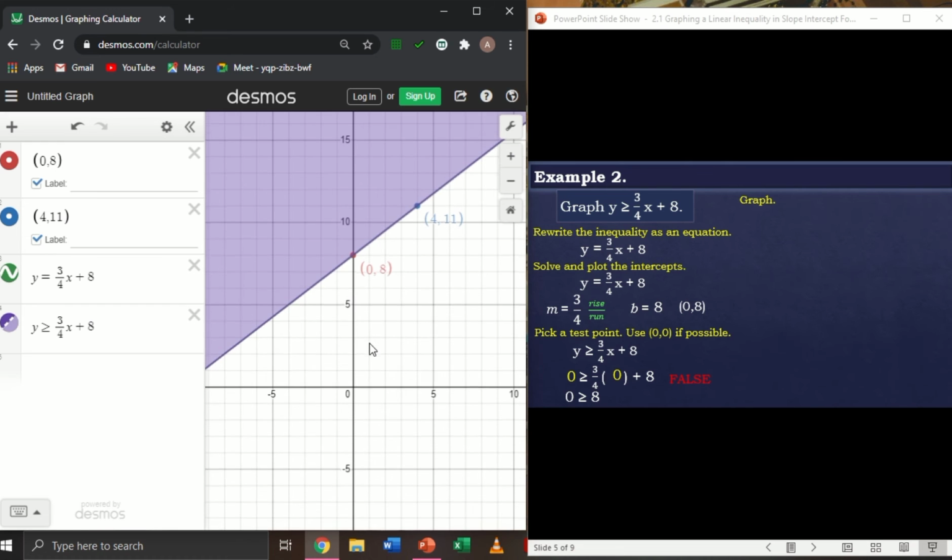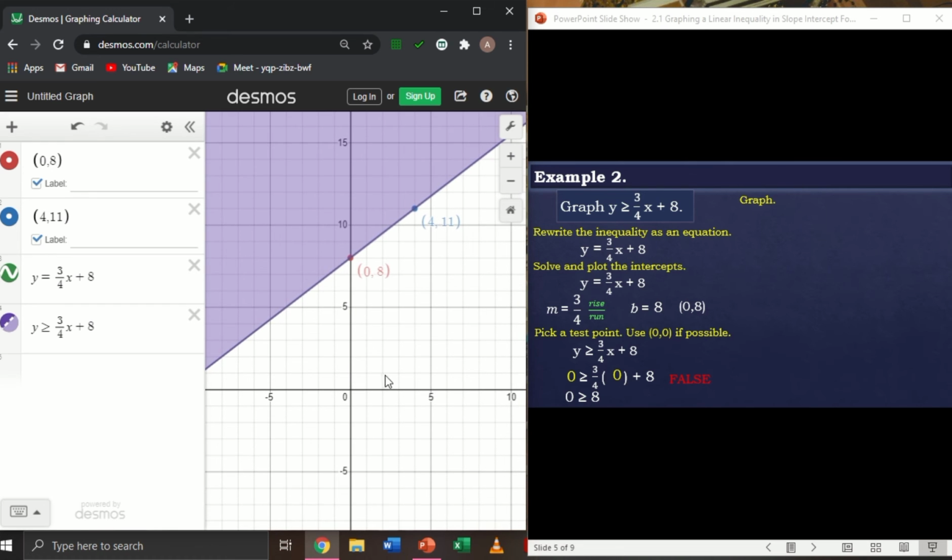Okay, now, ito yung sinasabi ko. By the way, solid yung line natin kasi meron tayong equal sign dito. So, ayun po, tanggalin na natin ito. Ayan. So, solid yung ating line, yung boundary line dahil may equal sign tayo. So, ito po ang titingnan nyo. Kapag meron siyang equal sign, solid.